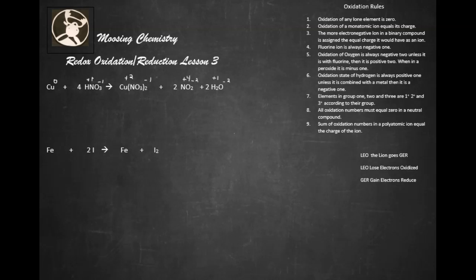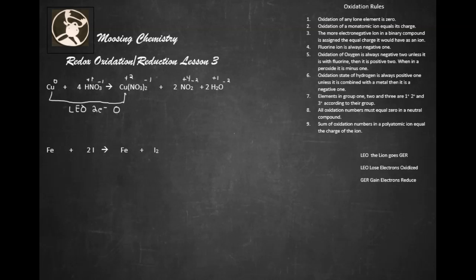Okay, well, first of all, let's look at here. Our copper is going to change from a 0 to a +2. So when that happens, it's going to lose electrons. As a matter of fact, it's going to lose 2 electrons to be exact. So Leo the lion goes grr, right? Leo: lose electrons, oxidation. Grr: gain electrons, reduction. Well, I'm just going to call this O for oxidation. Okay, let's look at something else here.